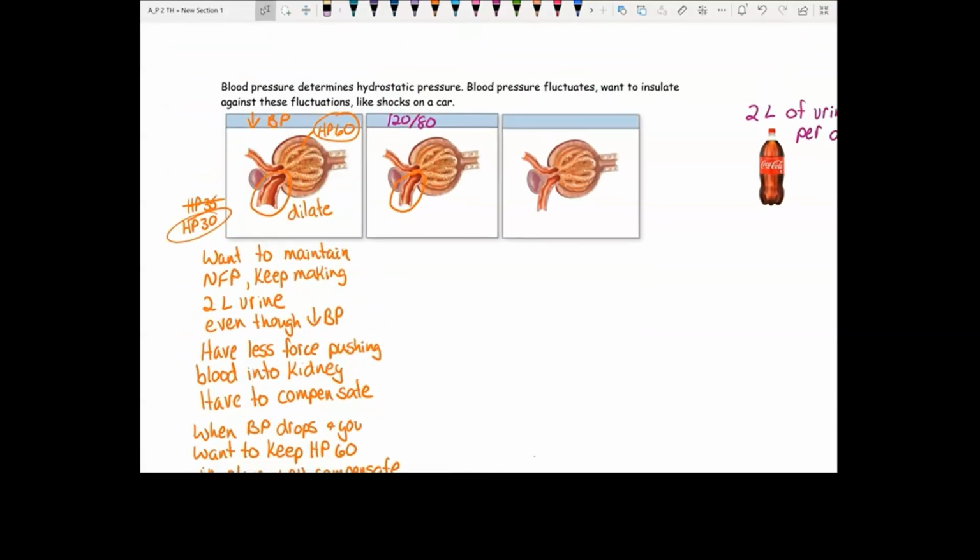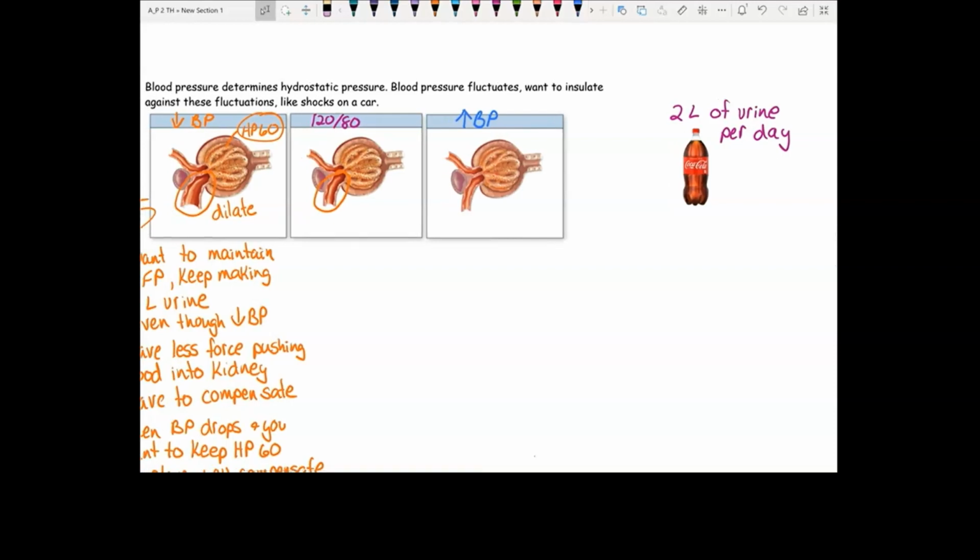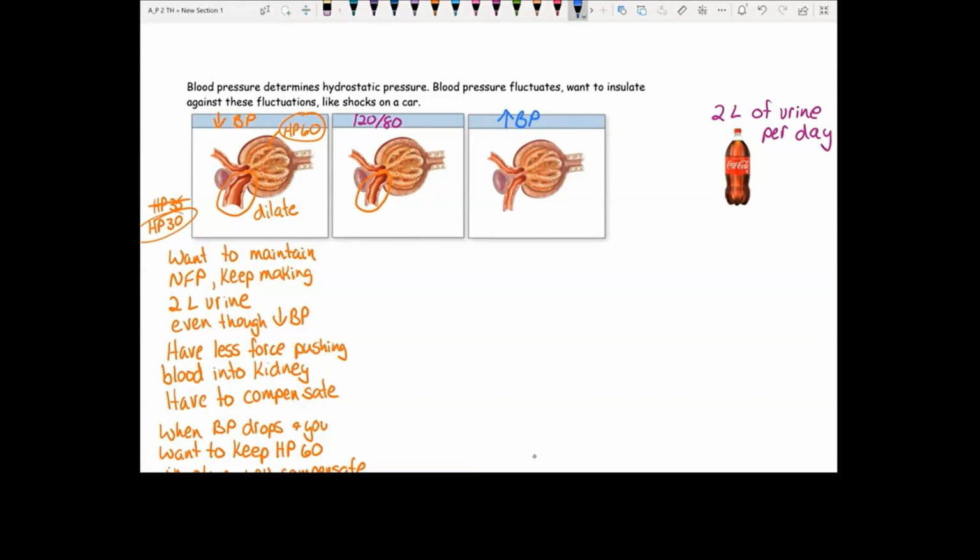Now let's look at the other side. This one is showing us a high blood pressure. So the blood pressure goes up. It's above the 120/80. But still, we want to keep that 2 liters of urine per day. So in here, you have an increase in blood pressure. So remember before we said you would have an HP 35. Well, this is higher, so let's say maybe now it's HP 40.